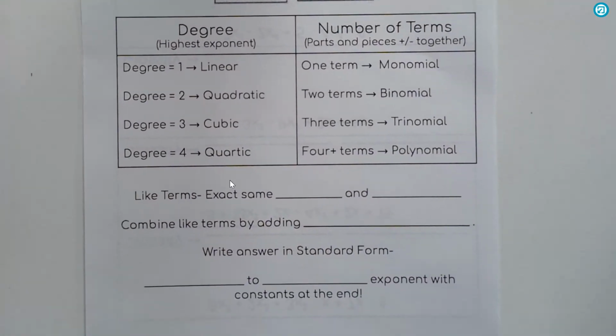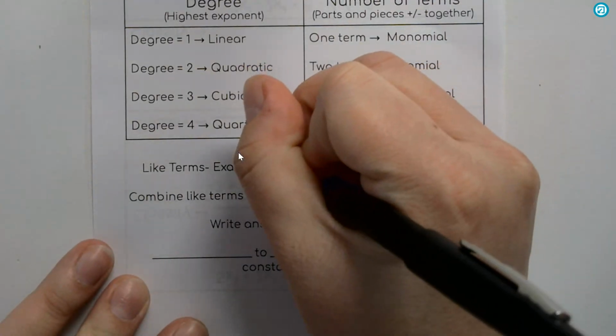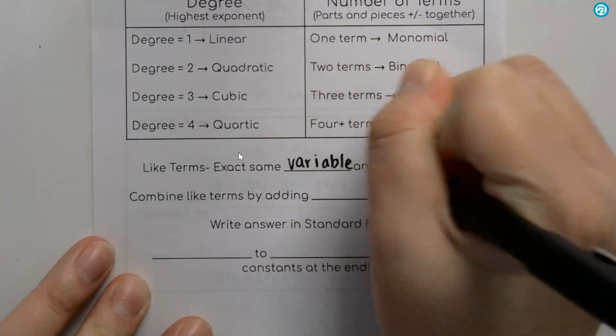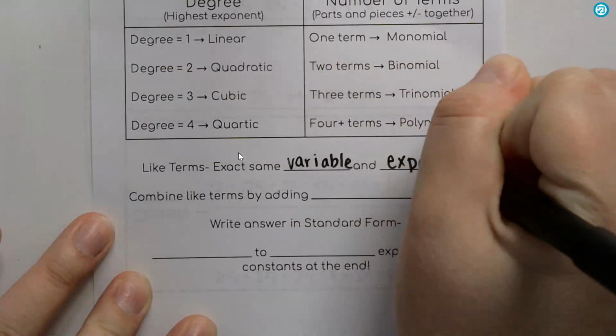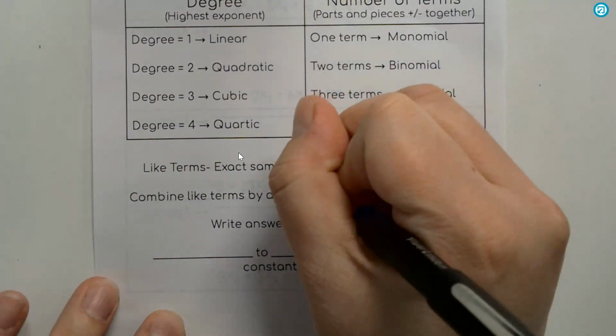Okay, so here are the steps for what we are actually doing. We are combining like terms today. Like terms have the exact same variable and exponent. So you can combine your x to the fifths with your other x to the fifths. You can combine your y to the thirds with your other y to the thirds. Like that. We are going to combine those like terms by adding together their coefficients.